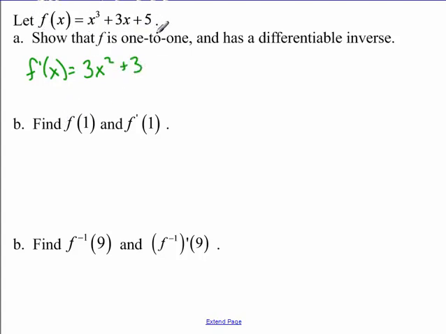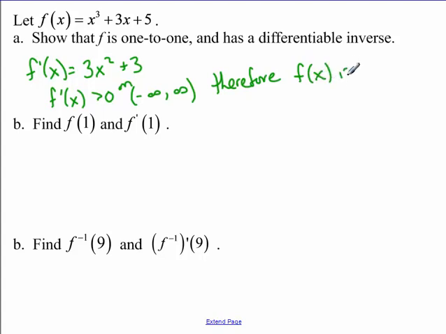Now, I don't know what the original f of x looks like without a calculator, but I know what my derivative looks like. The derivative of f of x is always greater than 0 on my interval. So therefore, f of x is 1-to-1 and has a differentiable inverse.